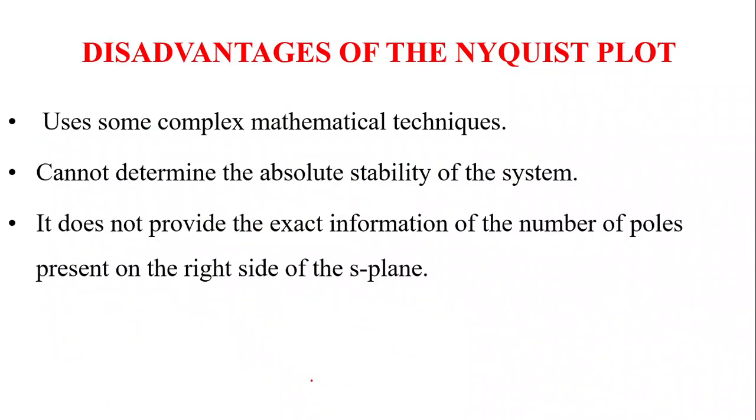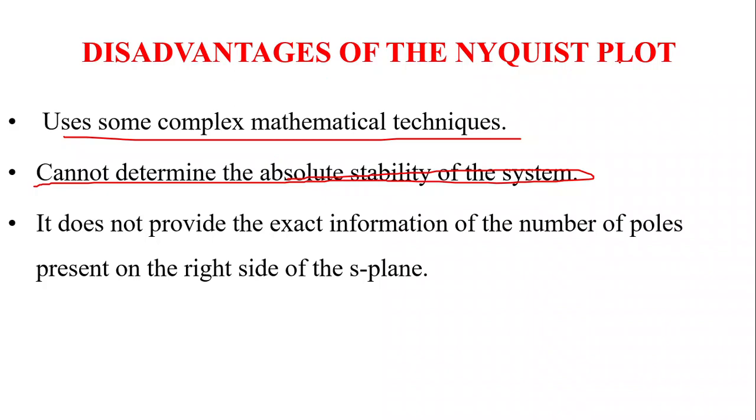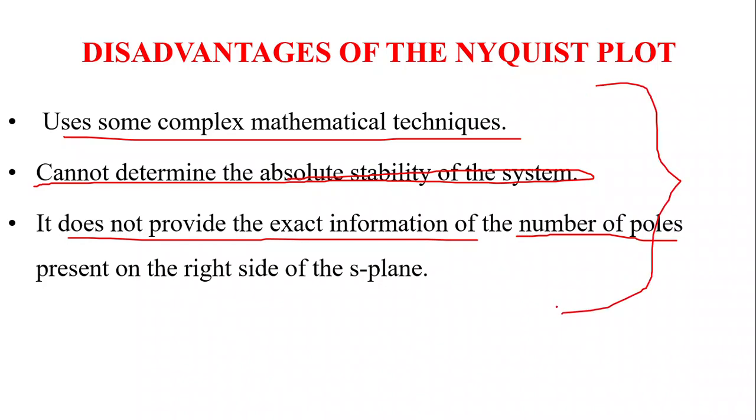After that, limitations or drawbacks of the Nyquist plot. In the Nyquist plot, we use some complex mathematical techniques. This is our first drawback of the Nyquist plot. We have already seen in the advantages that it is used to find the relative stability, so the Nyquist plot cannot determine the absolute stability of the system, which is the main drawback. Also, it does not provide exact information on how many poles are present on the right side of the S-plane. So these are all about the limitations of the Nyquist plot. So these are all about the Nyquist plot.